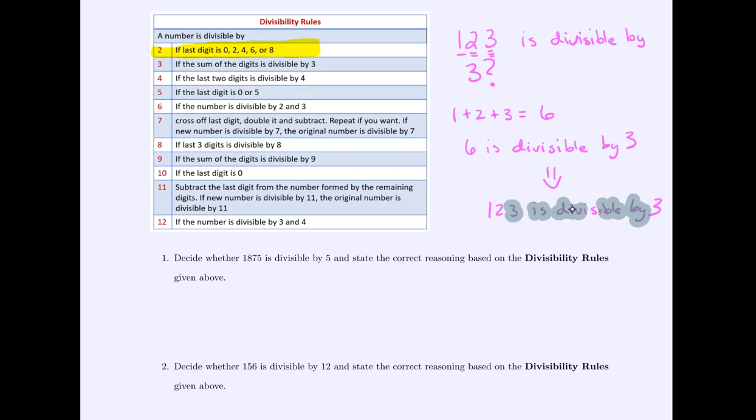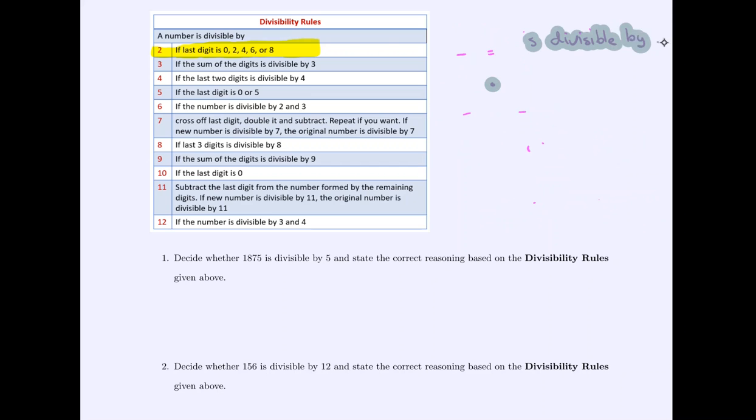Now for 4, it's divisible by 4 if the last 2 digits are divisible by 4, so an example of that could be, is 624 divisible by 4? Well, we could check using this rule by looking at the last 2 digits. This tells us to say this whole number is divisible by 4 if 24 is divisible by 4, which indeed 24 is divisible by 4.